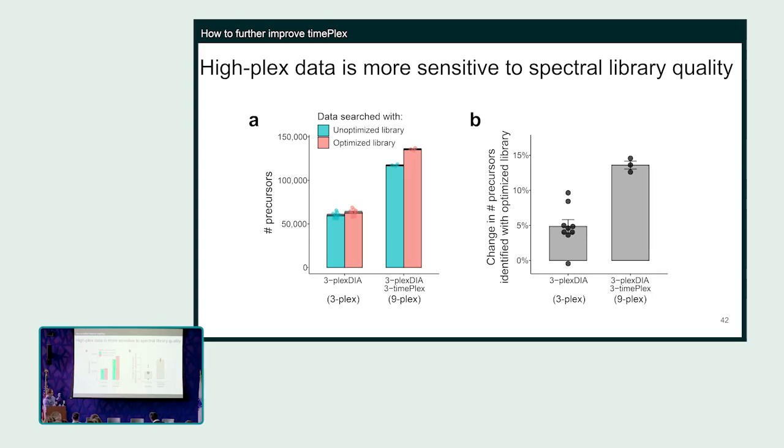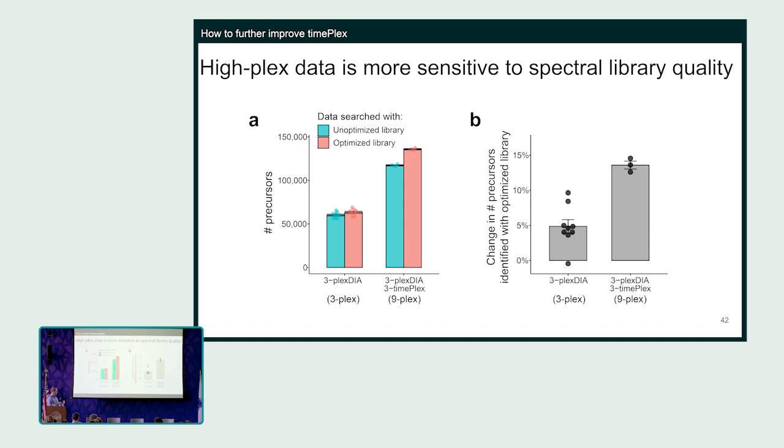To assess the impact of this, I looked at two data sets that I had: plexDIA, which is 3-plex, and the 9-plex, which is the plexDIA timePlex. I searched this data with two different libraries. One was really well tuned to the mass tag that we used, so you can consider this an optimized library. The other reflected label-free spectra, so it's a bad representation of what the spectra actually look like. With plexDIA, there's really only a 5% increase in the number of precursors identified with the optimized versus the unoptimized library.